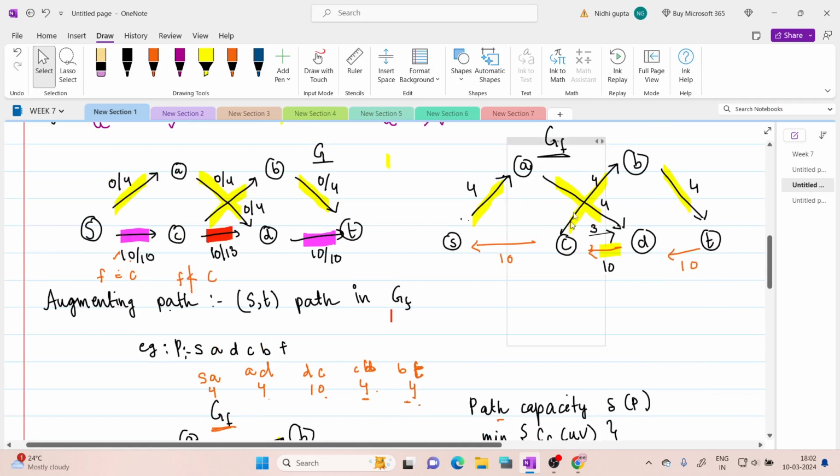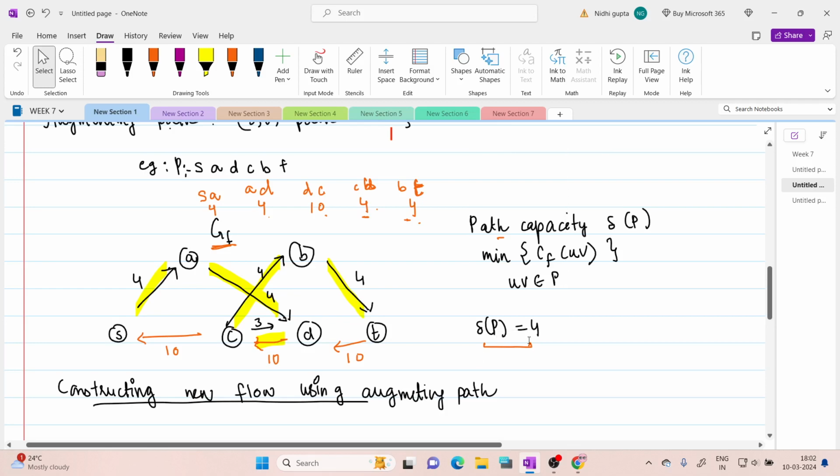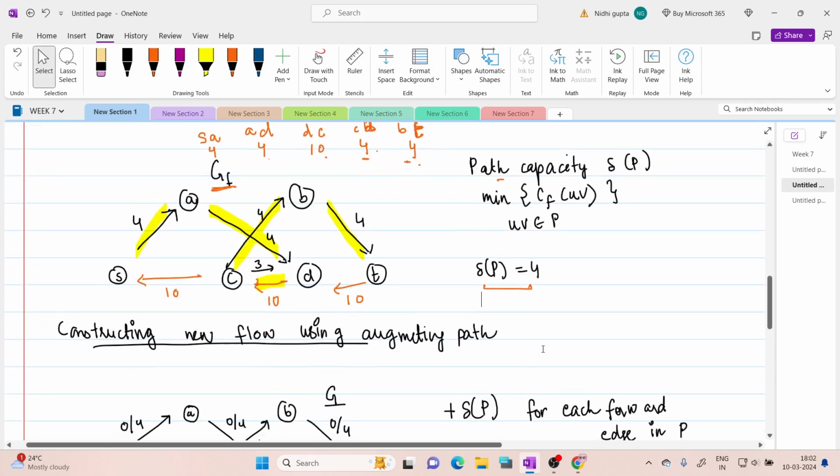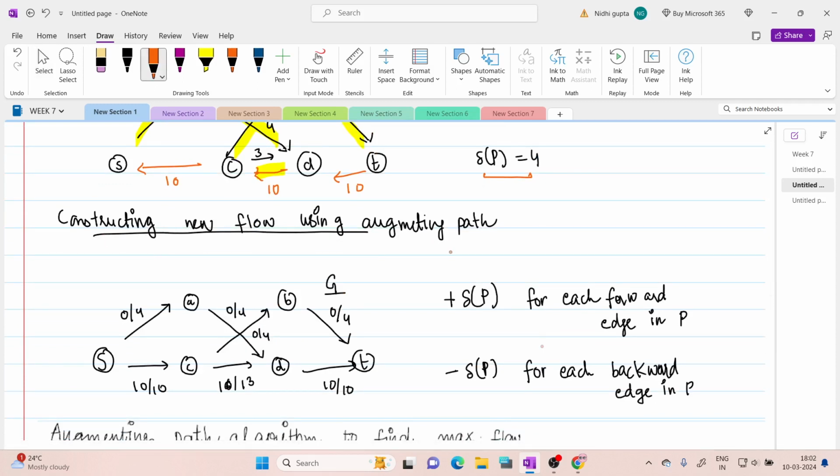This residual flow also had an augmenting path of capacity 4. So once we have an augmenting path of capacity 4, once we have some augmenting path, then we can construct a new flow using that augmenting path.